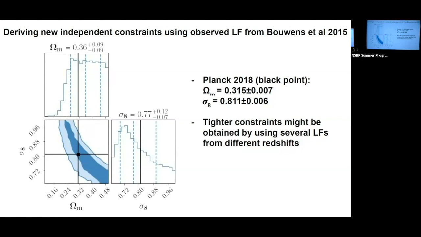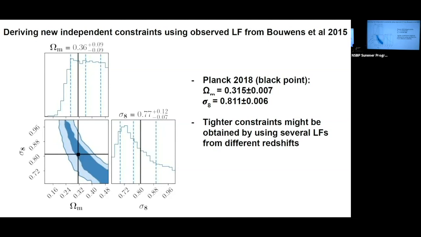There were luminosity functions that have been observed. We got them from a paper, Bouwens et al. And the observed luminosity functions have been done with a completely different data set from the Planck collaboration data set. And we were able to recover the true value within 2 sigma levels, as we can see here. So we can see that our pipeline method works really well.